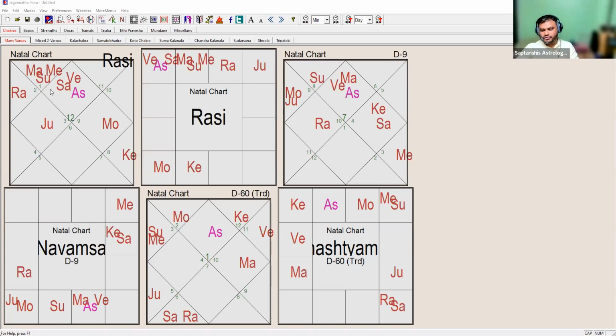For the health trouble, for the health analysis, what is the second step? We see the 6th house. Simply we go and see the 6th house. The 6th house is what? Leo sign. Leo sign, okay, ruled by Sun in the 2nd house, exalted.